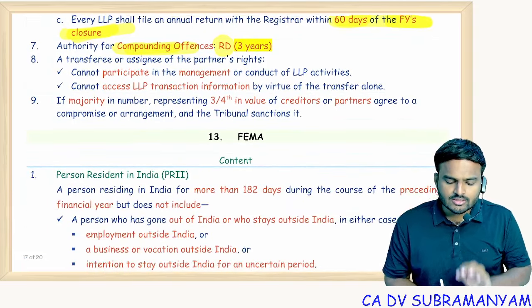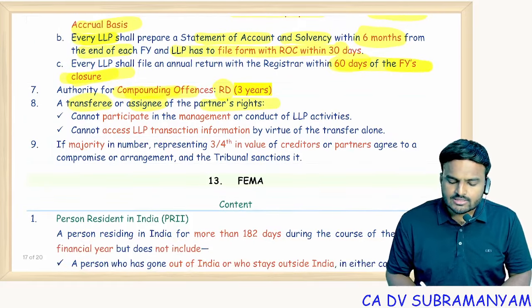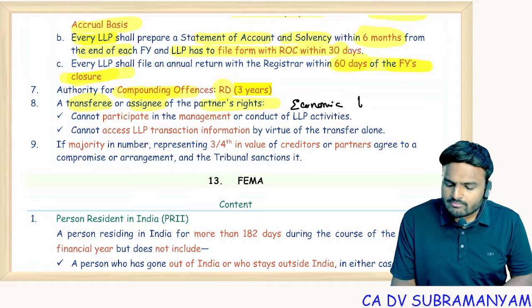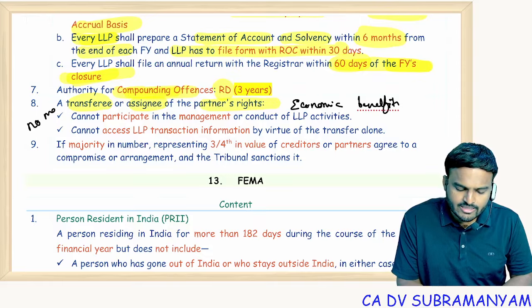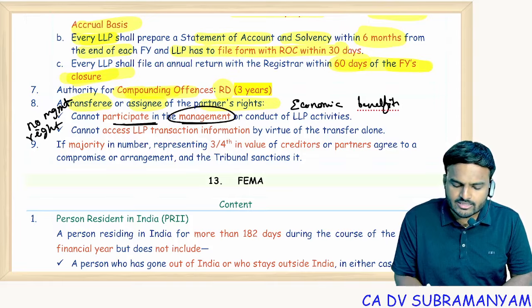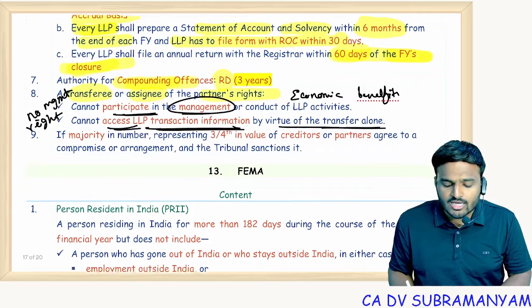Next one. Transferee or assignee of a partner's rights will get only economic benefits but not management rights. No management rights. Transferee will get no management rights. That means cannot participate in management, cannot access LLP transaction information by virtue of transfer alone.